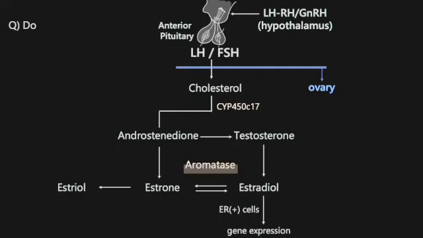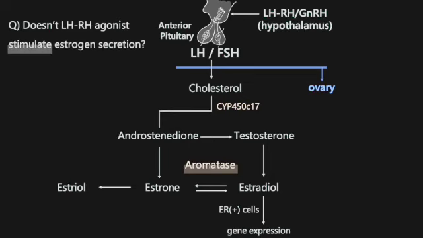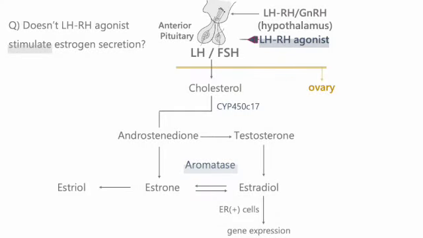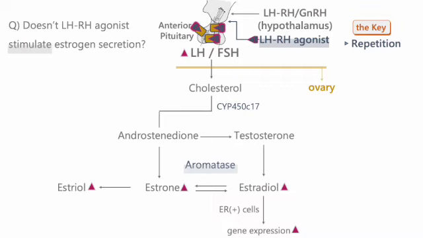Wait a minute. Doesn't LHRH agonist stimulate estrogen secretion? That's right. LHRH stimulates estrogen secretion. However, there is a key point in this treatment, which is to administer it repeatedly. Continuous treatment with LHRH agonists causes a decrease in the number of LHRH receptors and an uncoupling of the LHRH signal transduction mechanism. This results in a desensitization of gonadotrophs and a marked reduction in the secretion of bioactive LH and FSH.